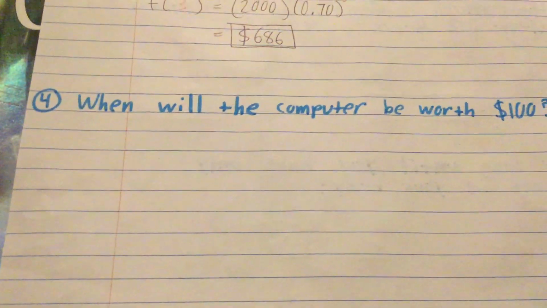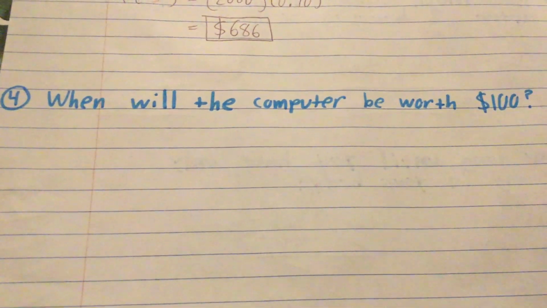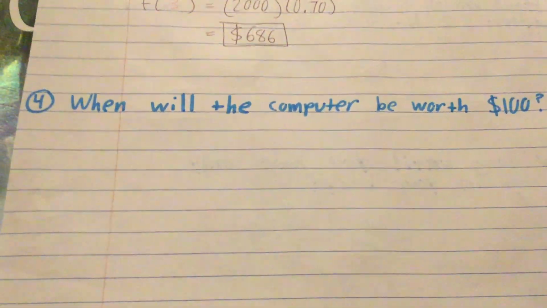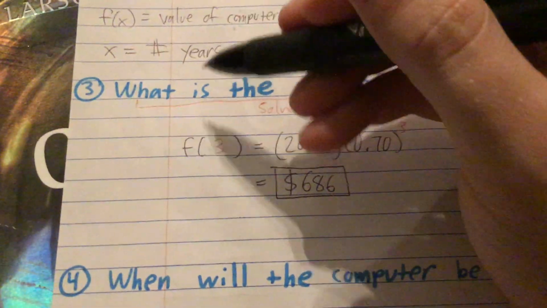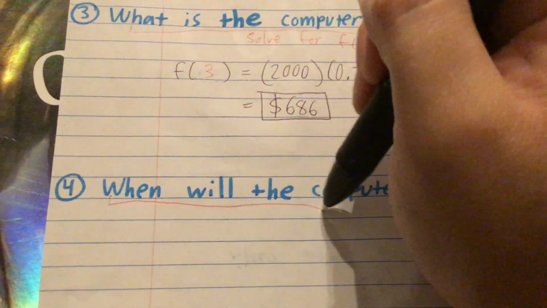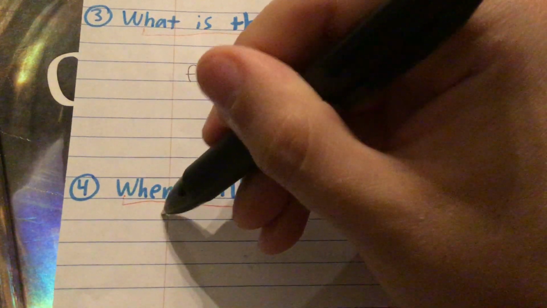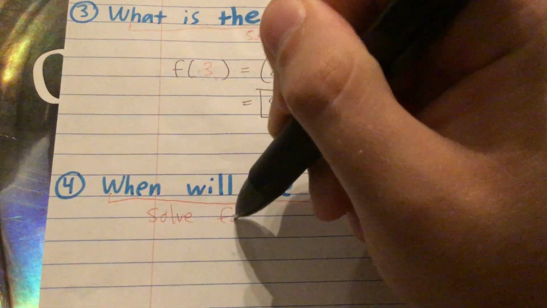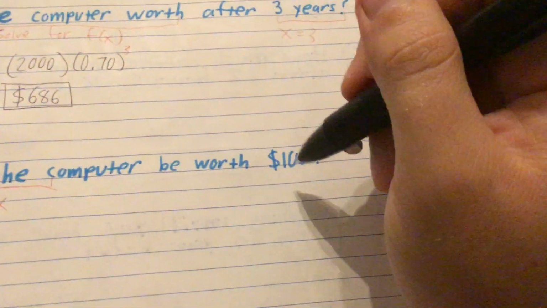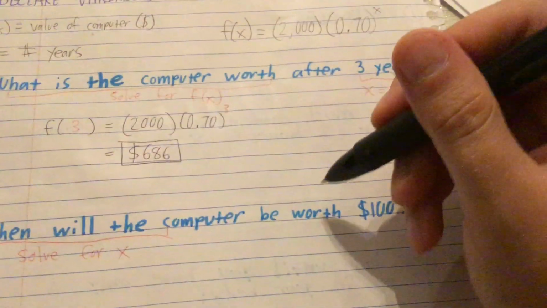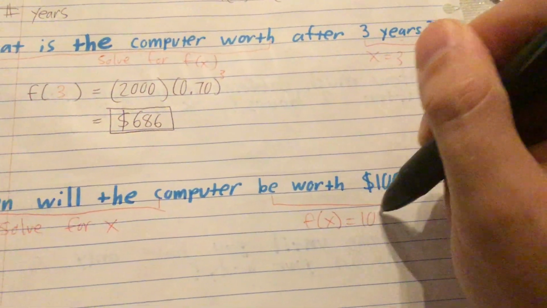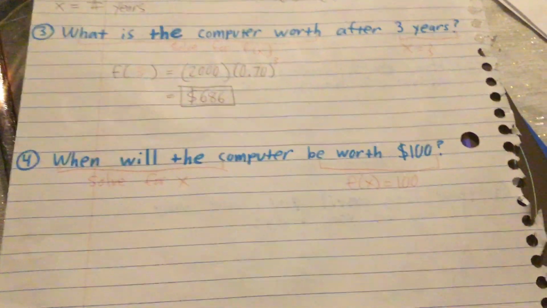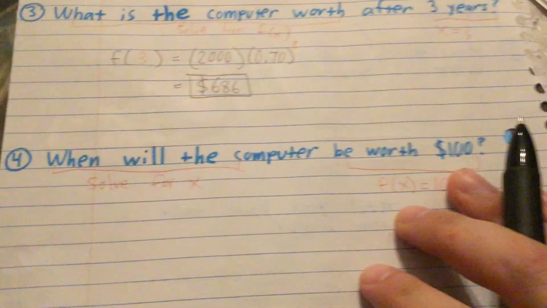Then, question number 4 is, when will the computer be worth only $100? Well, that when is a question of time, so that tells me I don't know the years. And be worth $100? Well, the value of the computer is given to us. f of x is equal to 100. Solve for x. The strategy is usually in the question.